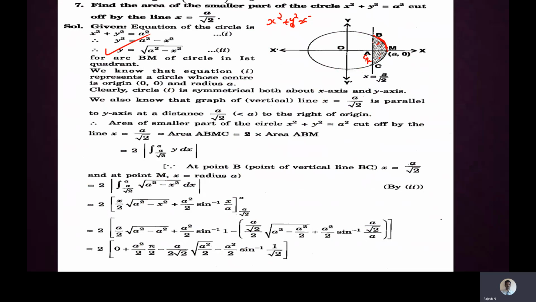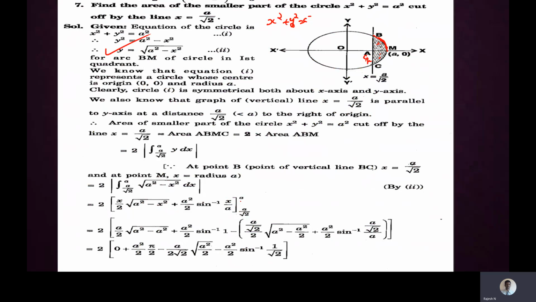What is our y? y is the circle's y. What is the circle's y? y is equal to root of a squared minus x squared. So 2 into the integral from a by root 2 to a of root of a squared minus x squared dx. So 2 into [x by 2 into root a squared minus x squared plus a squared by 2 into sine inverse x by a]. Apply the upper limit and lower limit.